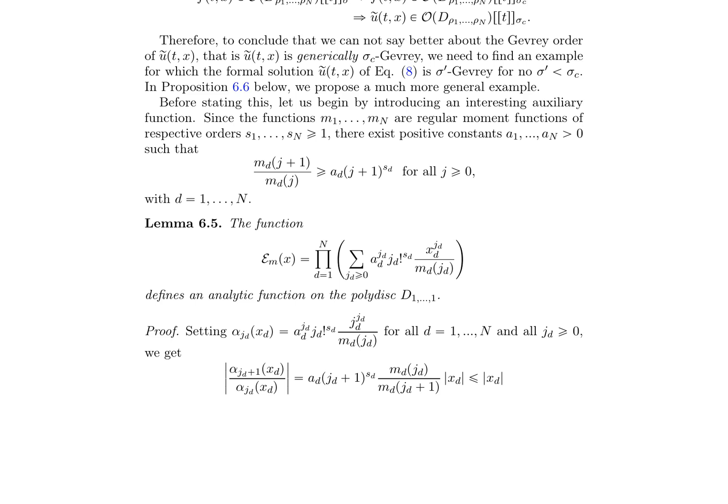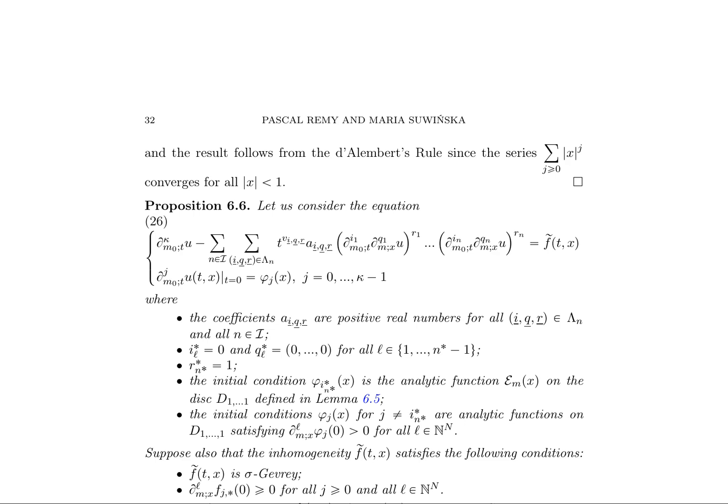Next, the authors focus on the second point of theorem 5.7, where they assume that S per mil handfix 0 and sigma is sigma c. They introduce a new equation, 26, with specific conditions on the coefficients I, Q, R, the initial conditions phi j of x, and the inhomogeneity R F of t, x. They also provide a simpler form of this equation in remark 6.7.